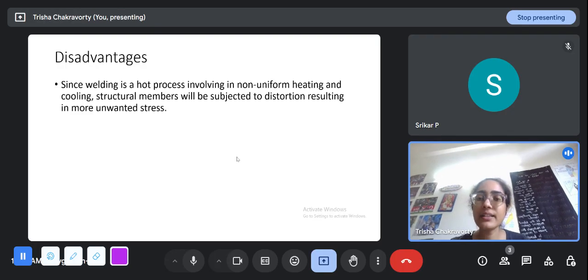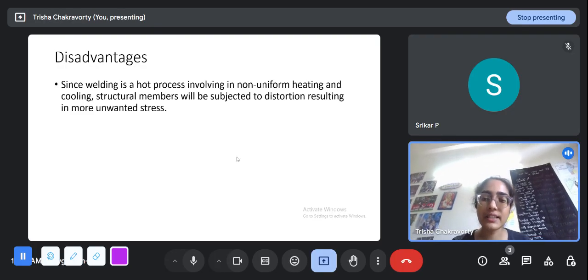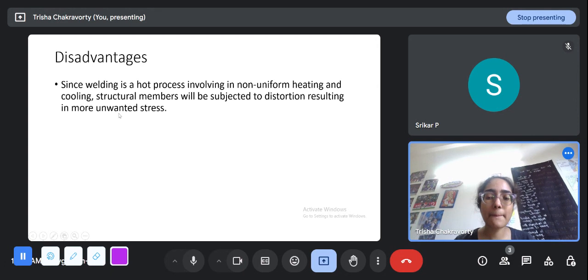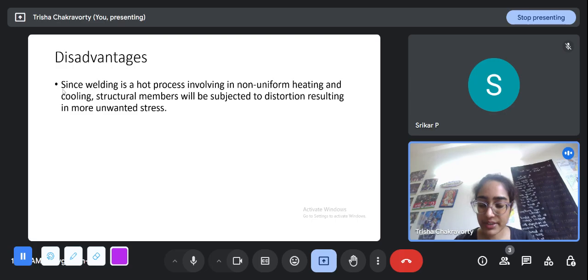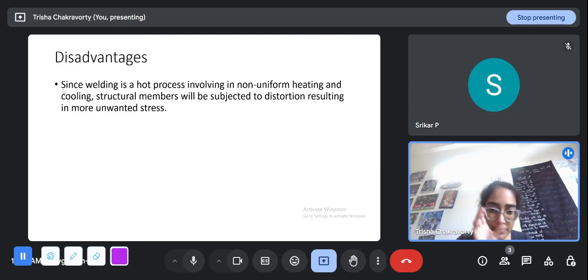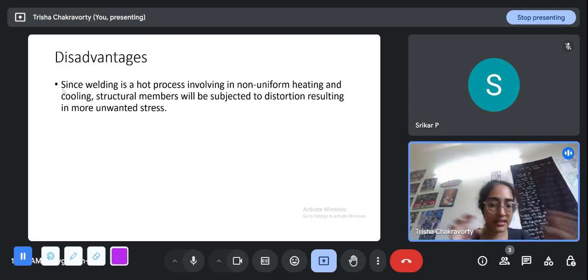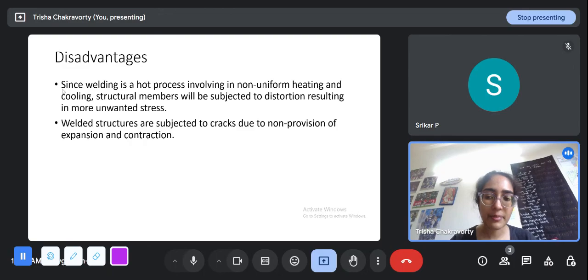Disadvantages: since welding is a hot process involving non-uniform heating and cooling, structural members will be subjected to distortion, resulting in more unwanted stress. See, this is where we saw the thermal coefficient of expansion of steel, the alpha, that is, I think, 12 into 10 to the power minus 6 per degree centigrade. So during welding, since it involves a very high temperature, and non-uniform heating means there will be a temperature gradient, a temperature difference between different points, that can lead to temperature stresses developing.